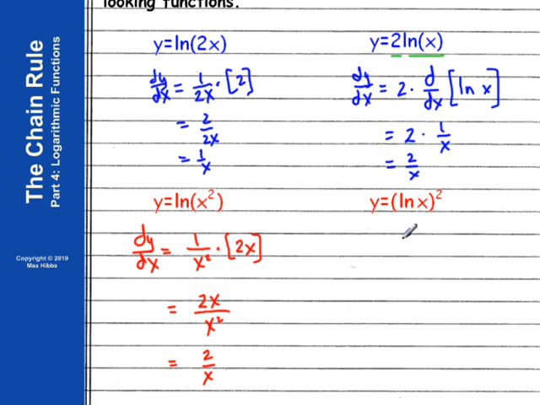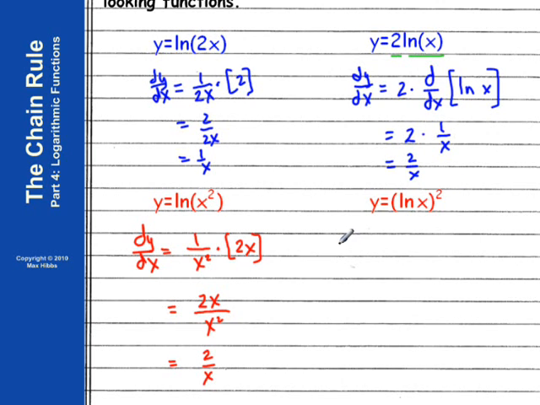Okay. Well, in this example, we're faced with a different dilemma, and once again, compare where the exponent is. Here we're taking the natural log of something called x squared. Here we're squaring something called natural log of x. And so here, the exponent being on the outside of the parentheses, we have to use the general power rule.